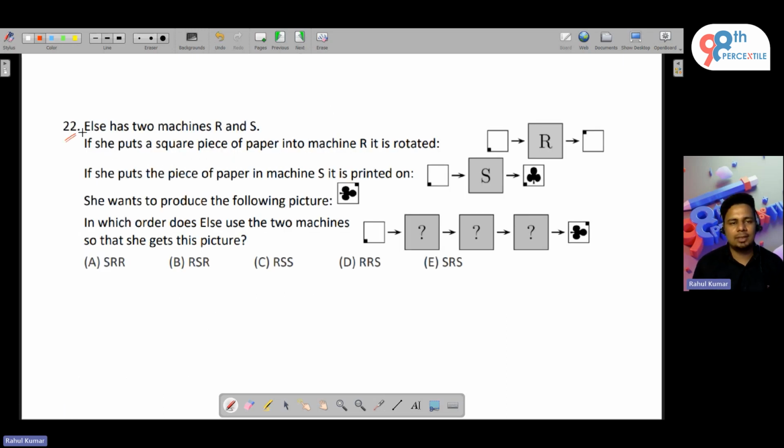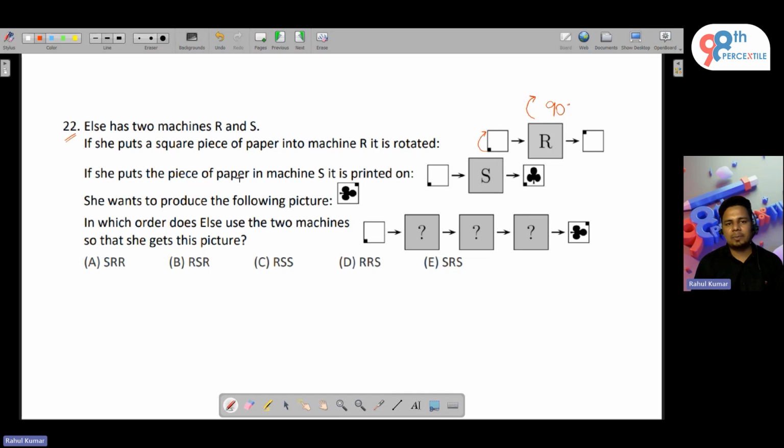Question number 22. Let's see this. Elsie has two machines, R and S. If she puts a square piece of paper into machine R, it is rotated. So this is the paper, this is the machine. If she puts this paper here, it is rotated. That means this dot will move here. So you can see what this machine is doing: it is rotating it 90 degrees. Earlier it was here, and it moved to here.